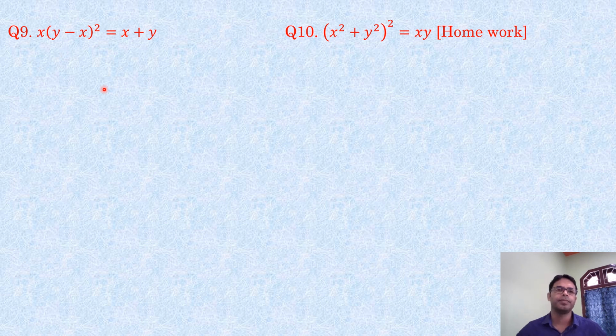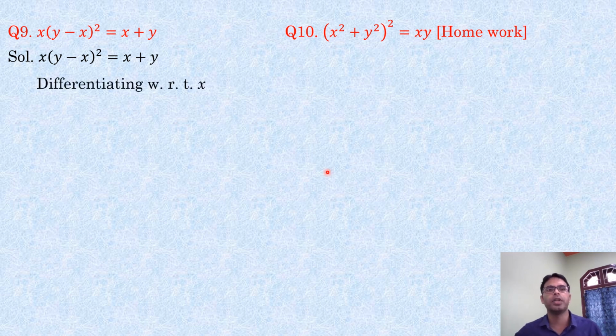So here you see, x into y minus x whole square is equal to x plus y. Here you see, first of all, there are two functions. One of the function is x and other function is y minus x whole square. So here is a product function. So differentiate the product function. You should use the product rule of the differentiation. You already know, first function derivative, second function remaining same, then second function derivative, first function remaining same.